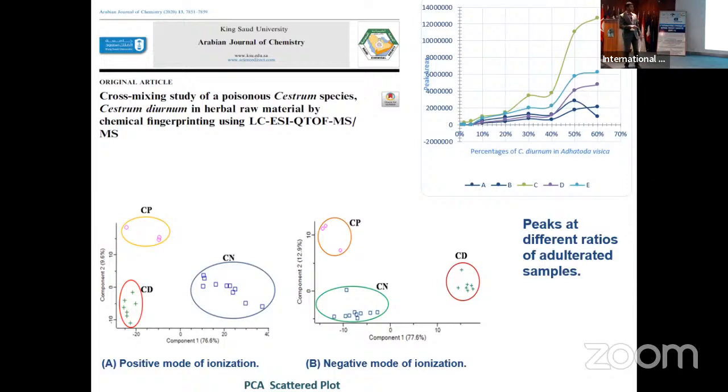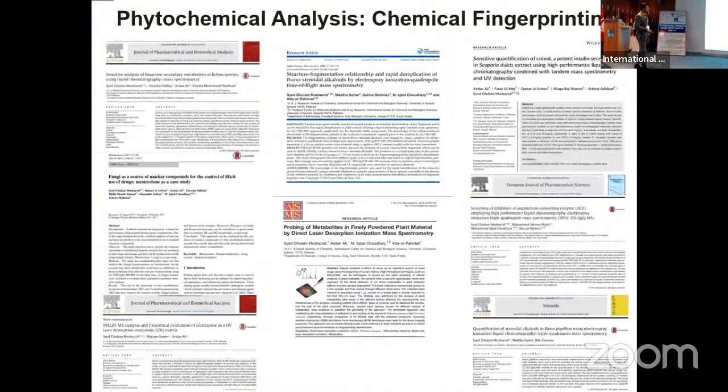And after that, we intentionally mixed different ratios of the toxic species with the medicinal plants, and were able to identify even less than 1% contamination of the toxic plant in the medicinal plant based on the biomarker peak that we identified in the plant material. Okay, so this is one of the applications where you can use a high throughput method for the cross-contamination identification of toxic or any other plants. So these are some publications related to the method that we have developed.